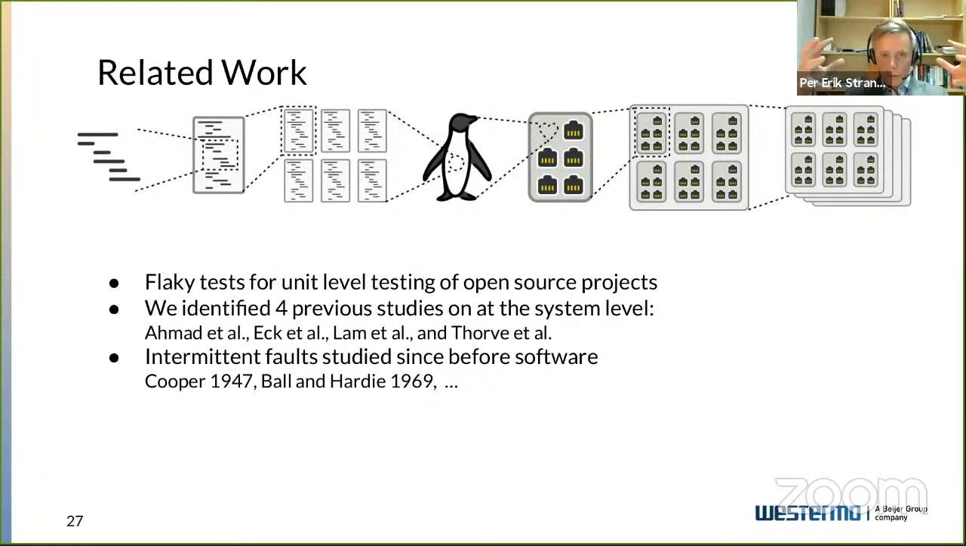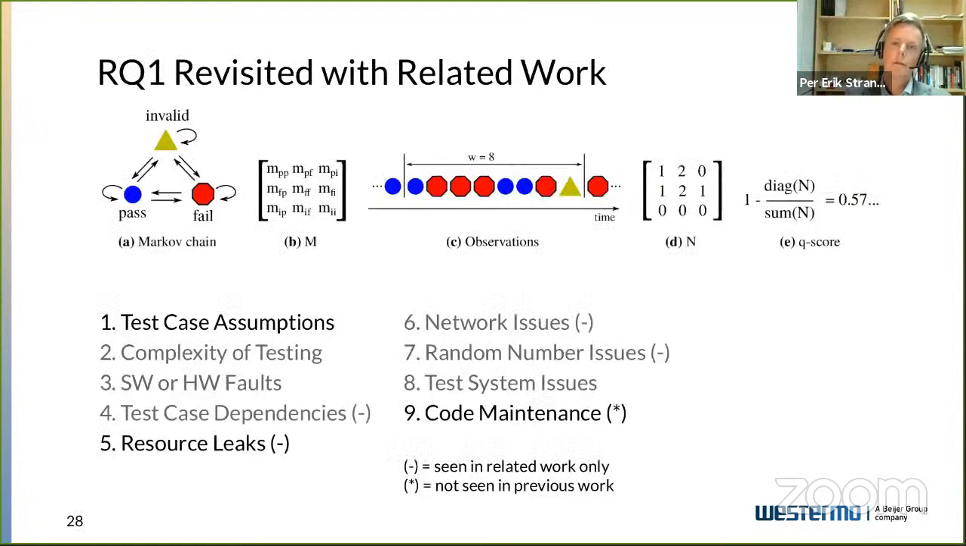And if we try to summarize that knowledge and build on top of that, we now have 9 factors for intermittently failing tests. Again, the details are in the paper. I'm going to give you some highlights. For example, I can mention that test case assumptions, this is a factor that is mentioned a whole lot in previous work, and it's also something we found in our case study.